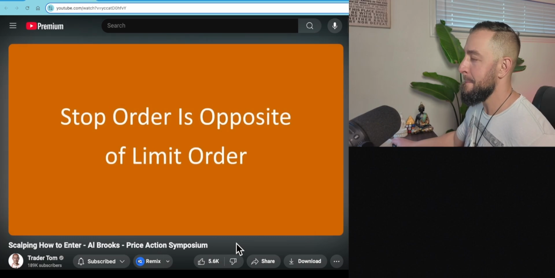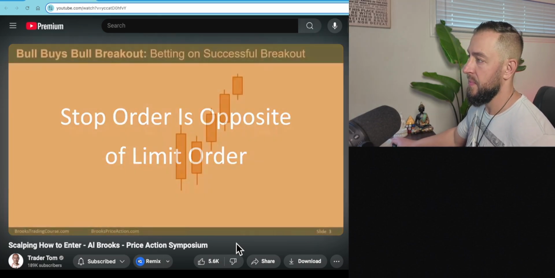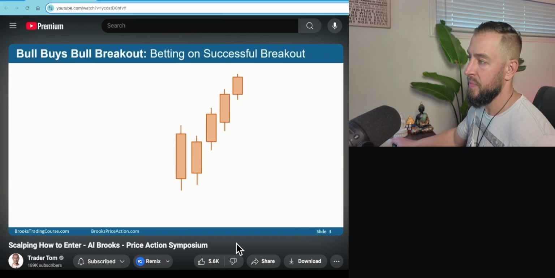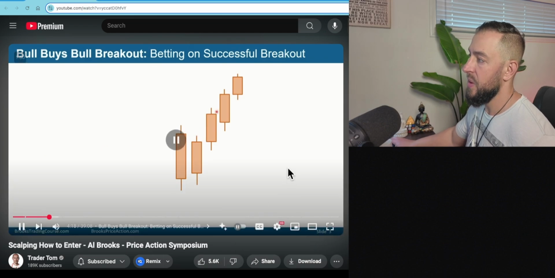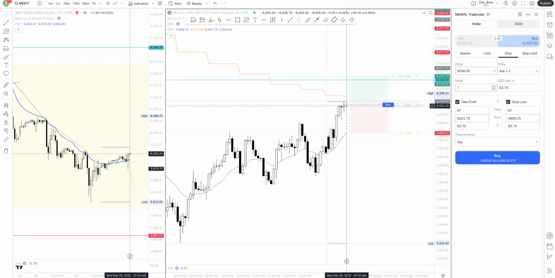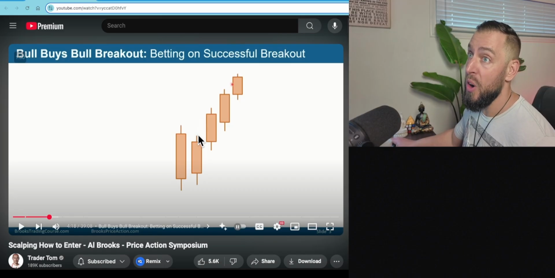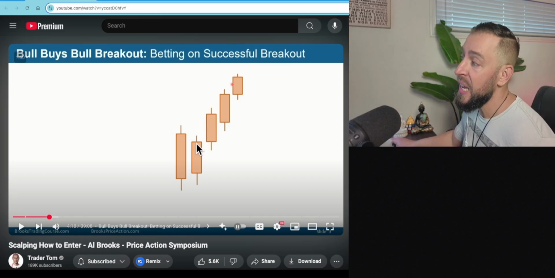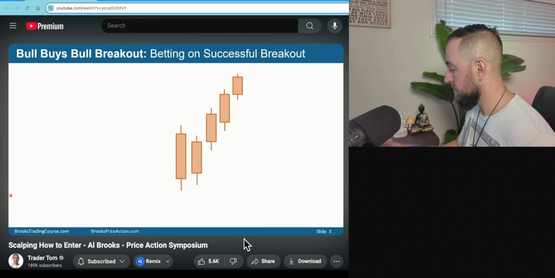I said that a stop order is the opposite of a limit order, and I'm going to explain why I say that. A bull buys with a stop above the high of a bar, betting on a trend. So he'll buy above the high of that bar. And for anyone unfamiliar, a stop order means you place your order here and you enter once you get swept into the trade. Your order only gets executed if the price surpasses that entry.